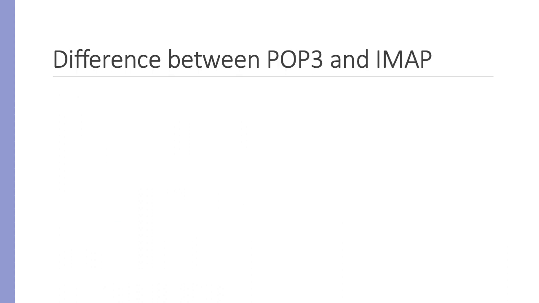Okay, one of the other protocols that we introduced on the previous slide was POP3 and IMAP. And it's worth spending a little bit of time considering the difference between these protocols, because both these protocols are used to download emails, but they work in two different ways. POP3 is what we call a post office protocol, and IMAP is Internet Message Access Protocol.